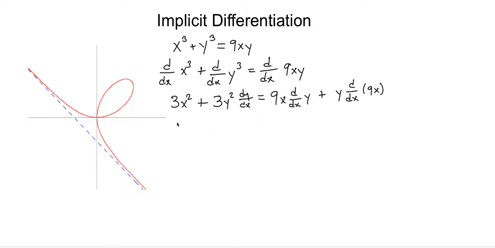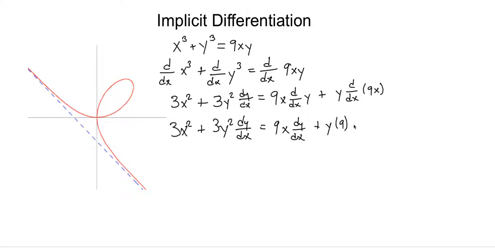Okay, so again, that's going to give us 3x squared plus 3y squared dy/dx, and that's going to equal 9x times the derivative of y with respect to x, which is just dy/dx. The derivative of x would just be 1. And then over here we have plus y, and then the derivative of 9x is just going to be times 9.